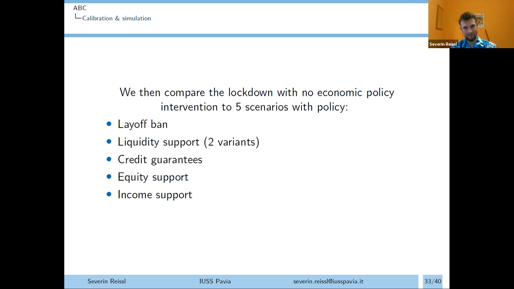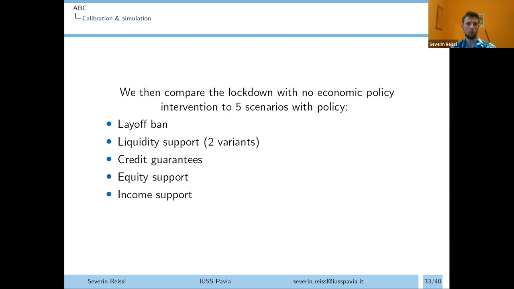Then the next policy experiment that we implement is two different forms of liquidity support to firms. In the first variant, the state gives liquidity injections to firms which would otherwise become insolvent, meaning those firms that have a liquidity shortfall receive a liquidity injection which is just sufficient to cover their liquidity gap, as it were. Whereas in the second variant, we simply make a generalized liquidity injection to all firms in the model, a lump sum, one-off.